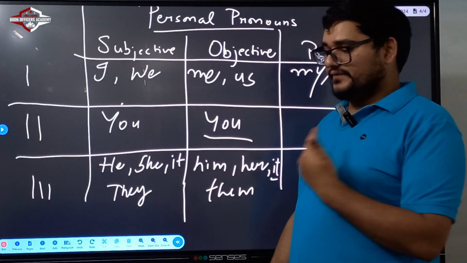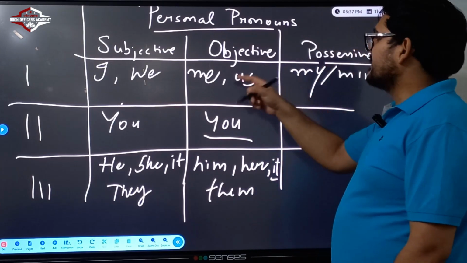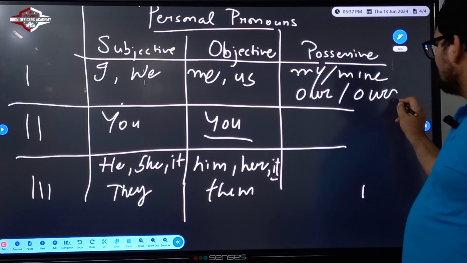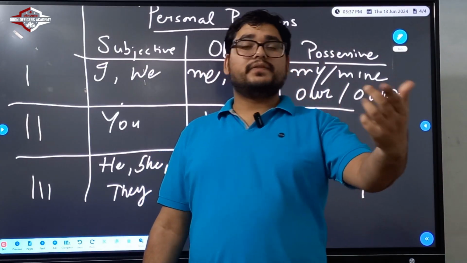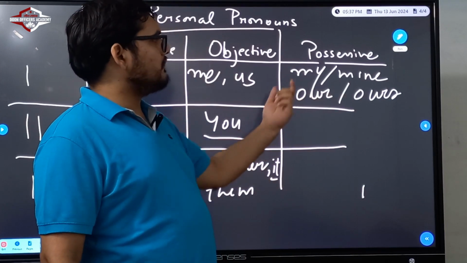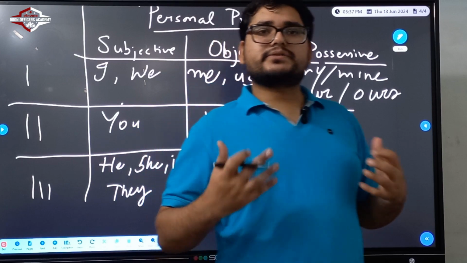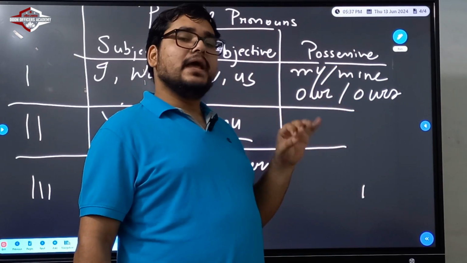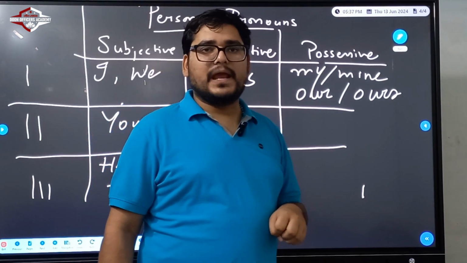If there is a group of people, or if there are two persons or more than two, then what do I say? Our, or ours. This is our class. This class is ours. Do you get the difference in the usage of ours and our, or my and mine? What is the grammatical structure for this? When do I use mine and ours? Mine and ours are used independently.